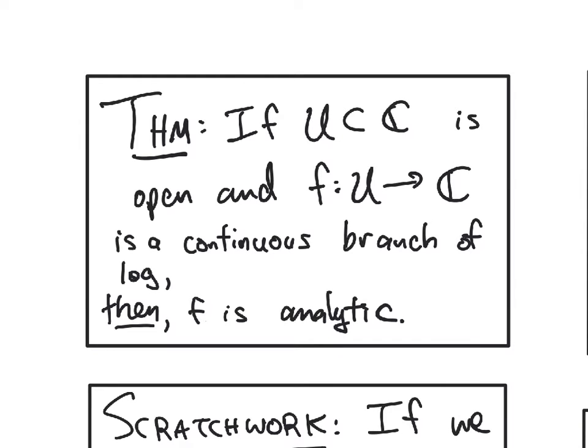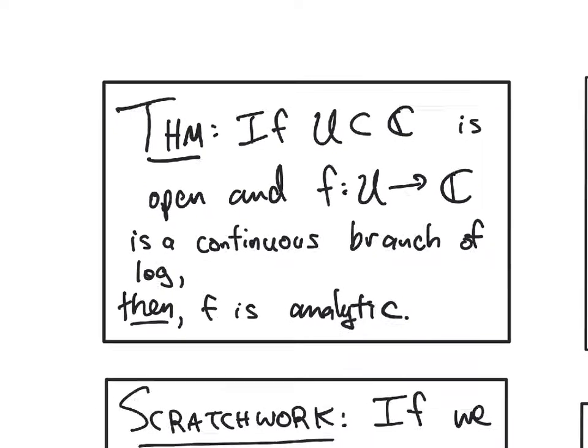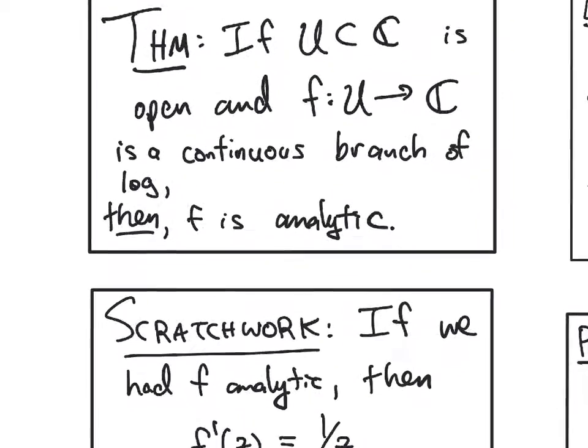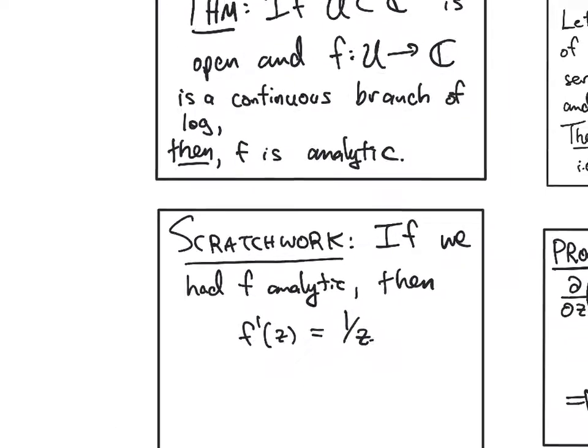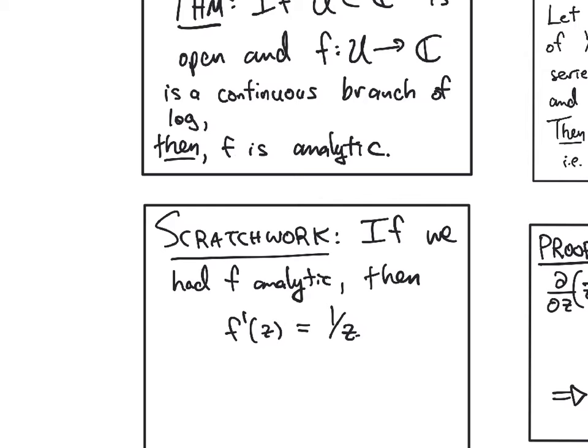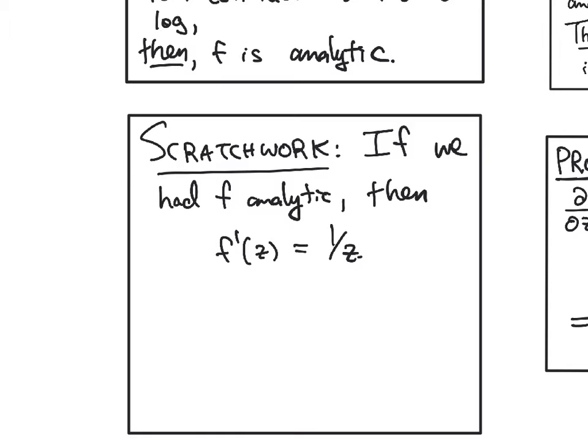The next thing we'll talk about is this theorem, which says that continuous branches of log are analytic, which also means that they're holomorphic. So how does this come about, or how do we find analytic or continuous branches of log? Well, here's sort of scratch work. If we had an analytic branch of log, then I claim that its derivative has to be 1 over z.